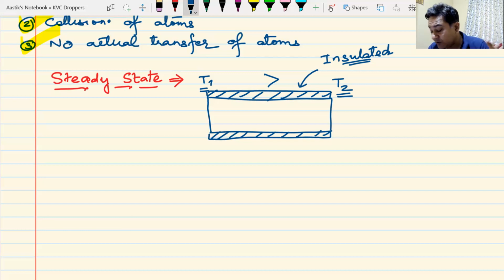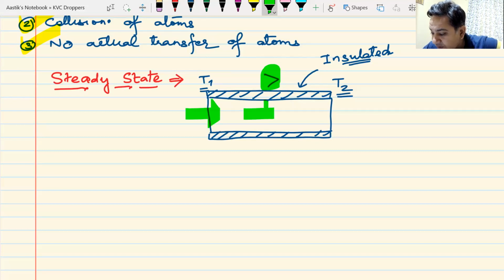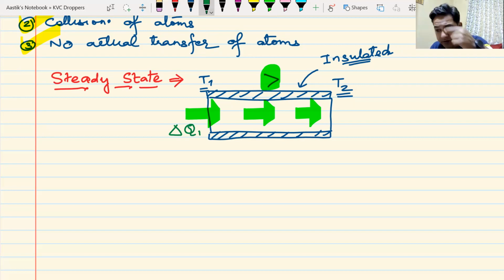T1 and T2, we are talking about steady state. Now T1 is more than T2, as I have already done, so heat will get transferred and will flow like this, in the direction of the green arrow. Let us say delta Q1 amount of heat has started flowing from the end A. Let me call this end A, and this end B. Delta Q1 amount of heat.